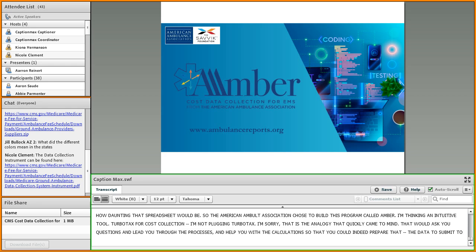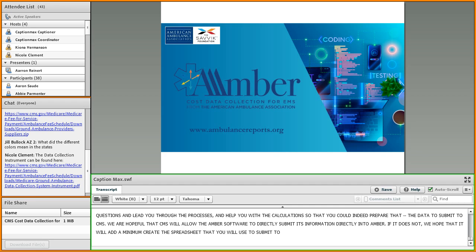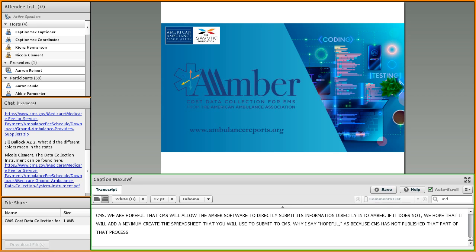So the American Ambulance Association chose to build this program called AMBER. Think an intuitive tool, TurboTax for cost collection, and I'm not plugging TurboTax. I'm sorry, that was the analogy that quickly came to mind. That would ask you questions, lead you through the processes, help you with the calculations, so that you could indeed prepare the data to submit to CMS.